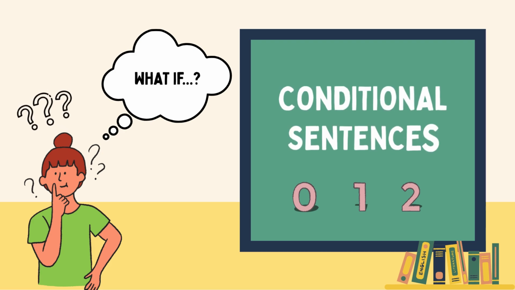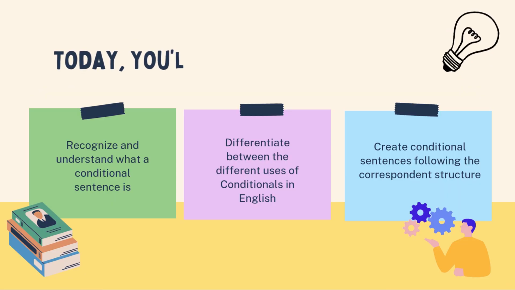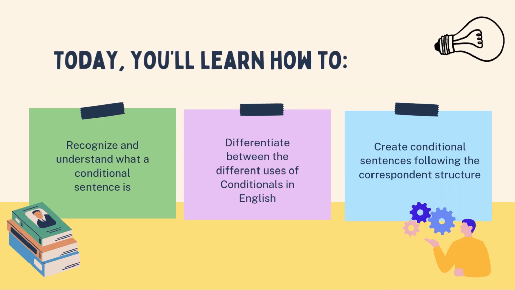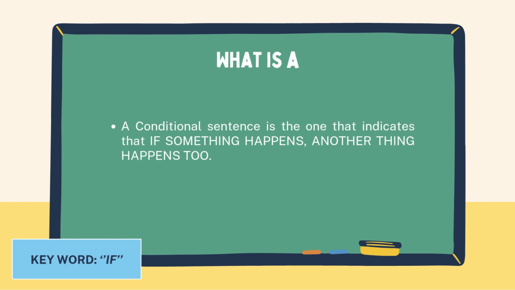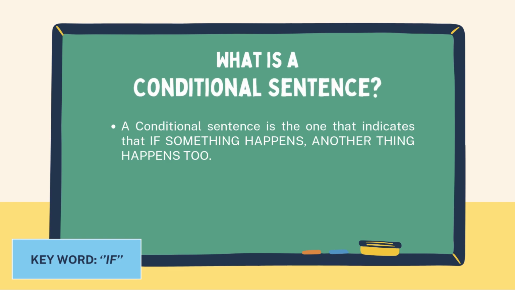Hello, everyone! Today we are going to talk about how to express facts, possibilities, and imaginary situations and their results. These are called conditional sentences. We will learn how to recognize and understand what a conditional sentence is. Also, how to differentiate between the different uses of conditionals in English and how to create these sentences according to their structure. So, first of all, what is a conditional sentence?